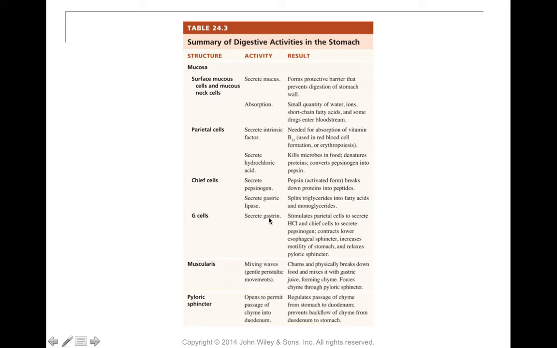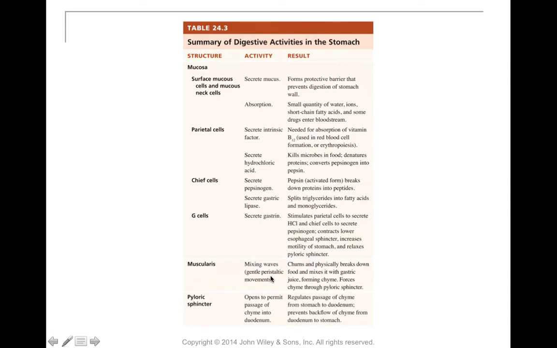G cells secrete gastrin, which stimulates the secretion of HCl by parietal cells, also stimulates pepsinogen secretion by chief cells, and contracts the lower esophageal sphincter. So it says no more food, right? Increases motility of the stomach and relaxes the pyloric sphincter to allow the food out into the small intestines.